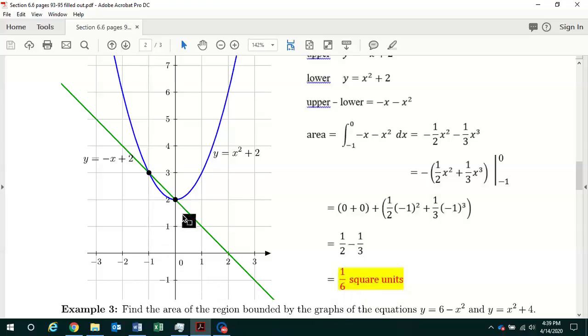Now you should note that that makes sense because each of these squares in the graph equals 1 square unit. Each square is 1 unit wide, 1 unit tall, and so the area of a square is 1 square unit, and this area between the straight line and the parabola is inside 1 square, which has an area of 1 square unit. So that we got an answer greater than 0 and less than 1 makes sense.